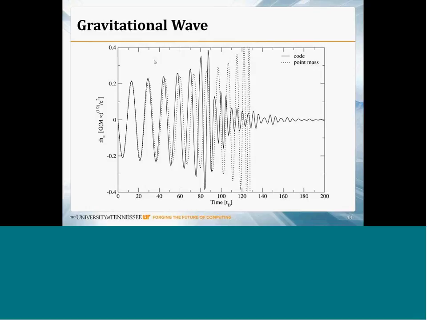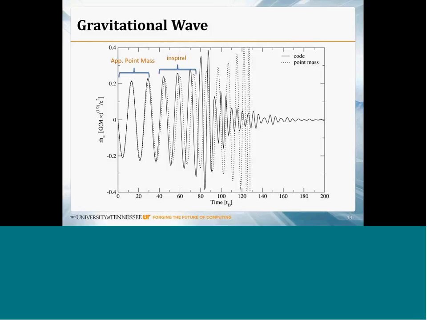From that simulation, we can extract gravitational wave signals. Here's an example of a gravitational wave from that simulation. At first, the gravitational wave approximates very much a point mass. If you just have two point masses orbiting, the dotted line here is the kind of gravitational wave that it produces. If you have two point masses orbiting and then losing energy to gravitational waves and merging, this will be the kind of signal.